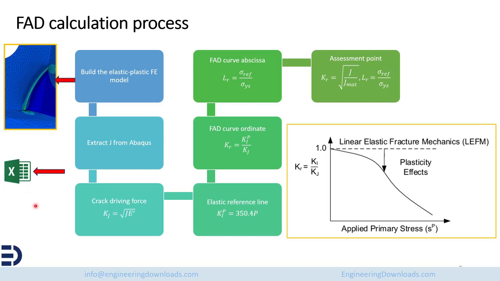First, the extracted J values are used to calculate the crack driving force, KJ. Then the elastic reference line is defined as KIP equals 350.4 times the pressure, based on the example. After that, the FAD curve ordinate is calculated as KR equals KIP divided by KJ, and the horizontal coordinate is calculated from the reference stress ratio LR. Finally, using the operating condition, I calculate the assessment point and compare it with the FAD curve.